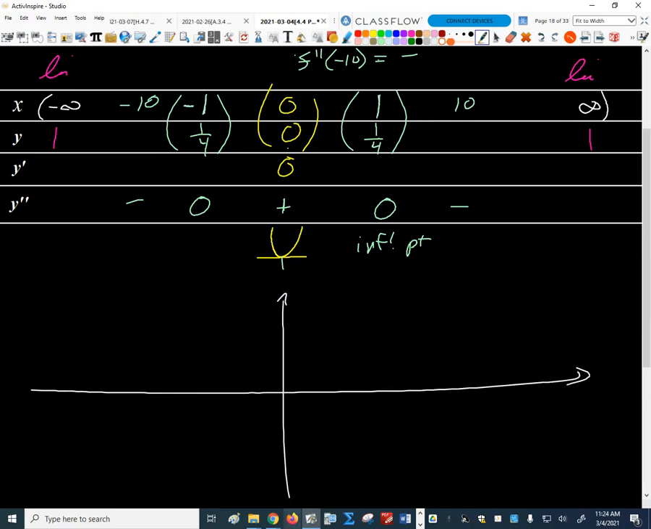All right, so what's this thing look like then? Well, at 0, 0, we know we have a minimum. Over here at 1, 1/4, we have an inflection point. So we'll just say that's 1/4. And we have a horizontal asymptote at 1. So we'll make that 1, and that's 1/4.